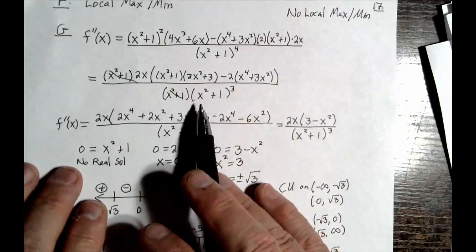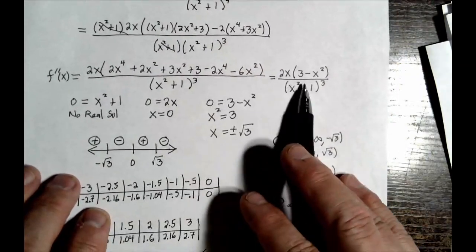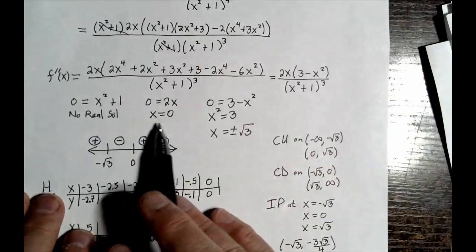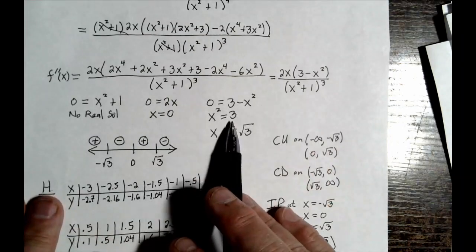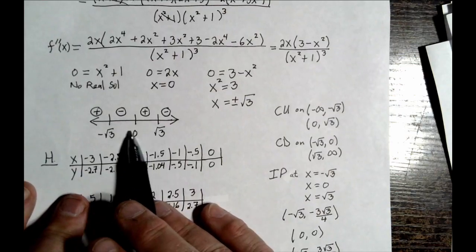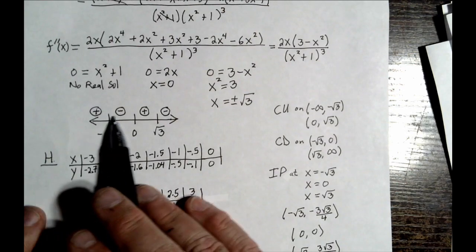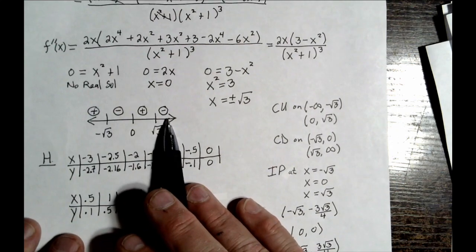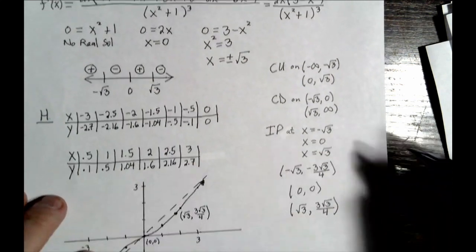Now you take the second derivative and simplify it. It takes quite a bit of work. And then you set it equal to 0 or undefined, and you get 3 critical values at -√3, +√3, and 0. So you got concave up, concave down, concave up, concave down, and all 3 are inflection points.